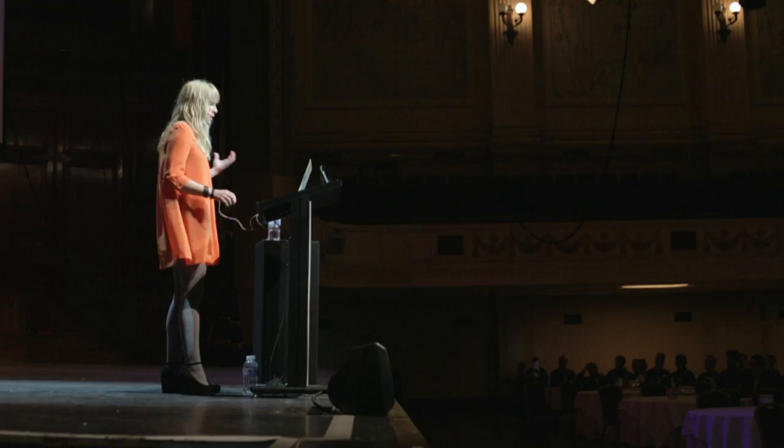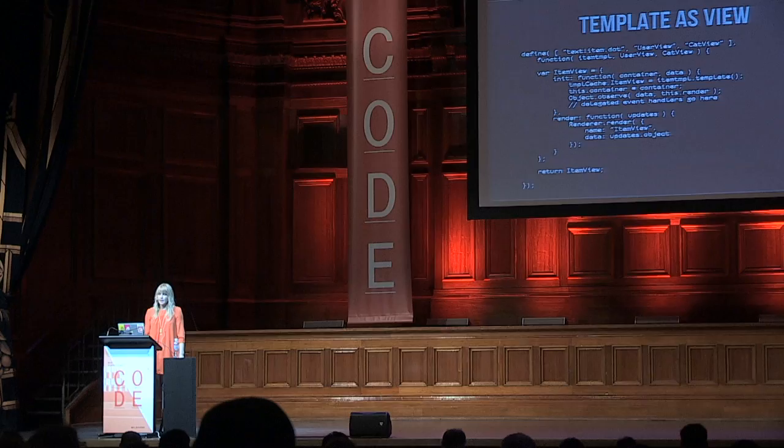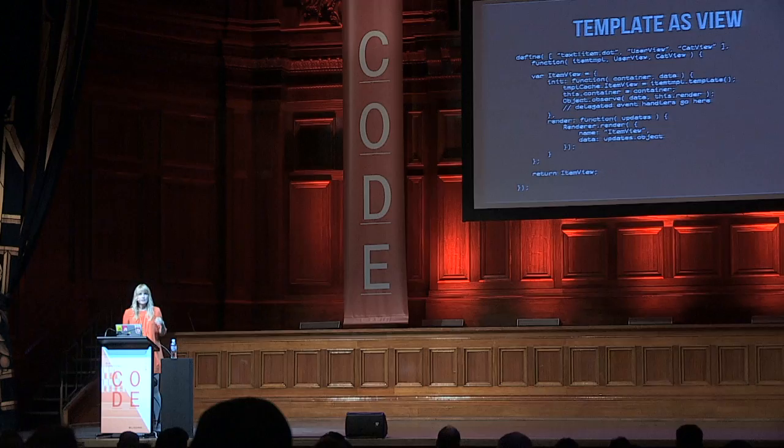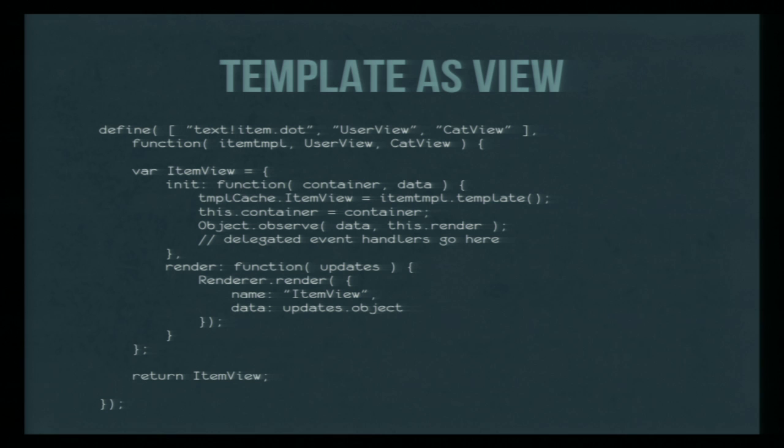And so then you work with that. You initialize it doing the same things that you would normally do. In this case, you're going to manage compiling it yourself, and you're going to set the container, and that's great. And then you're going to observe some data that you passed in, and when that changes, you want to fire off rendering. And then the rendering function is just calling that goofy renderer that we looked at before.